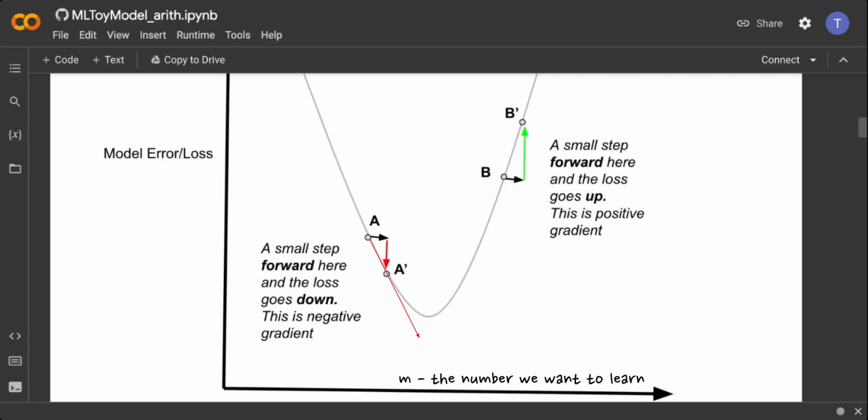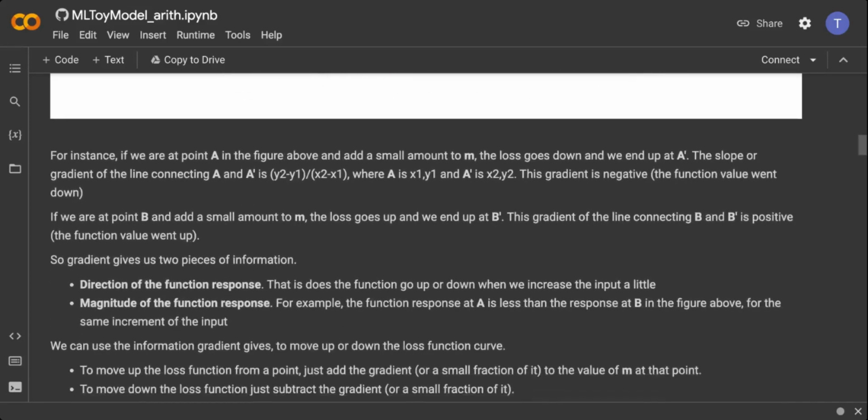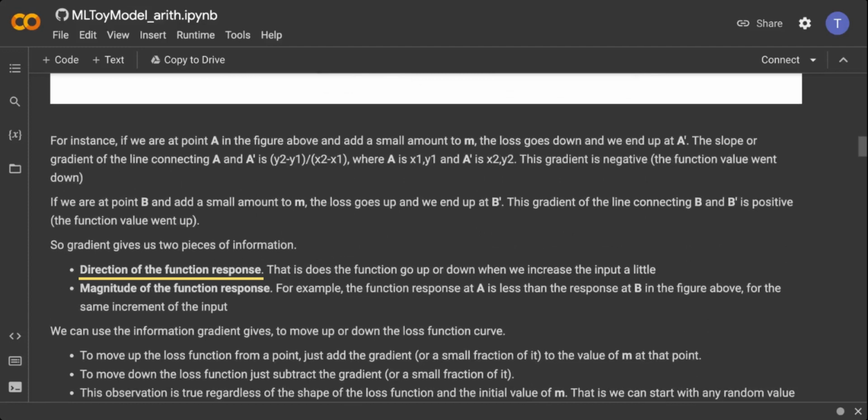On the other hand, if we are at point B, and add a small amount to m, the loss goes up, and we end up at B prime. So the gradient of the line connecting B and B prime is positive. Essentially, gradient gives us 2 pieces of information. First, it gives us the direction of the function response to a small increase in the input. That is, does the function go up or down when we increase the input a little?